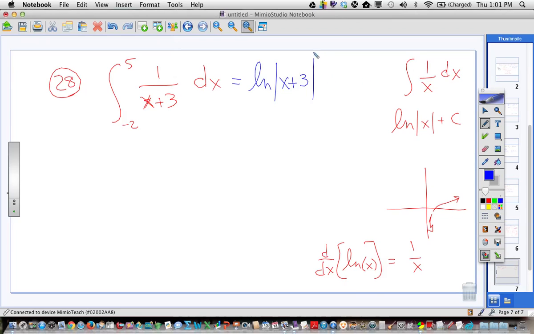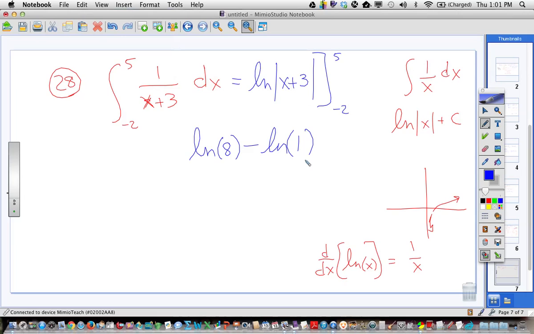Now don't forget to do the right bracket then. We got -2, we got 5. So we put in the 5, we get ln 8. Now do I need the bars on that? No, 8's positive, so I don't need the bars. Minus, then I put a -2 in there. -2 plus 3 is 1. That's ln 1.